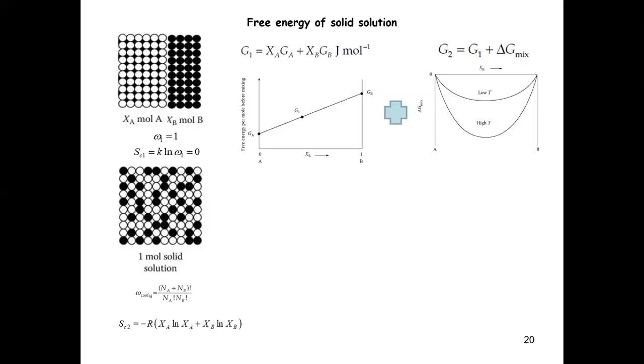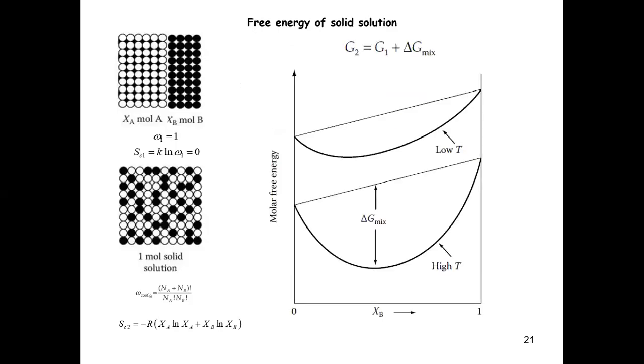Does that make sense? This is the physical meaning of delta G mix. Delta G mix tells you the gain of free energy in terms of stability. This plot tells us that at XA equals XB equals 0.5, you have the largest difference of delta G mix, which means that at this particular point, your solution state is most favored compared to the phase separated state. That is the physical meaning. Okay, does it make sense? Okay, I assume so.